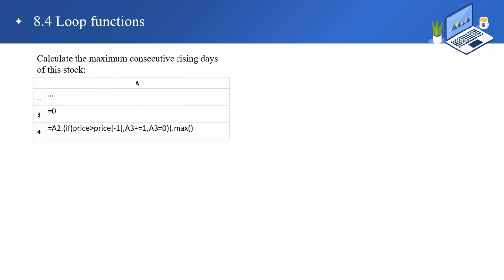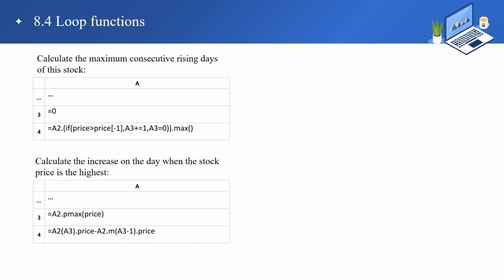Calculate the maximum consecutive rising days of this stock. According to natural thinking, first fill in 0, add 1 if it rises 1 day, and clear to 0 if it does not rise. We can calculate the days of continuous rise day by day, and then get the maximum value. Calculate the increase on the day when the stock price is the highest.